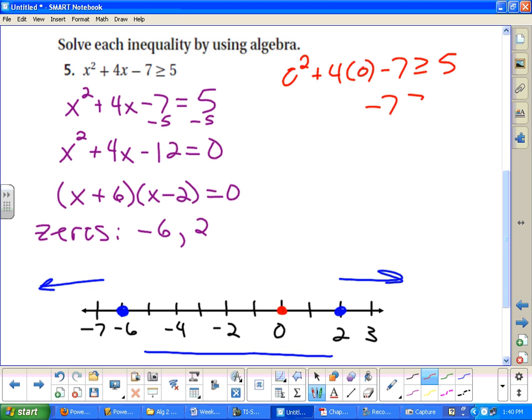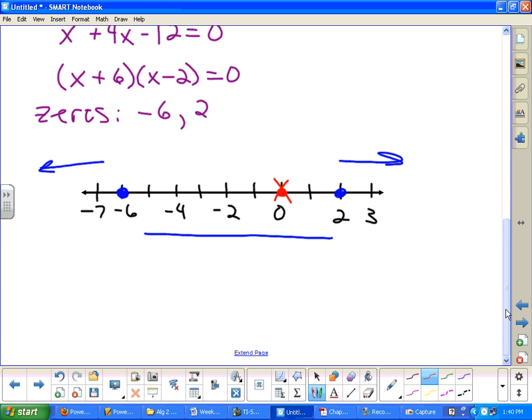So is negative 7 greater than or equal to 5? No. Okay, that's false. So it doesn't work between them. So then my answer will be, okay, yeah, it's going to go here and out here. Okay. So there's my answer on the number line.